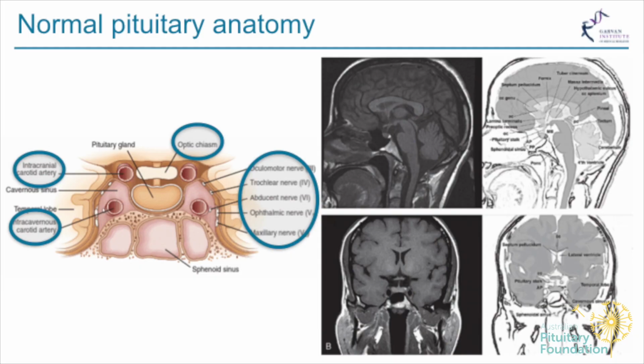So whenever we talk about disease states, I think it's always really helpful to remind ourselves of what normal should look like. So this is the normal anatomy of the pituitary gland, and I think the really important factors to appreciate here are its close proximity to really important structures in the brain. So just above it we have the optic chiasm, and then on either side of it we have really important blood vessels and nerves that can be impacted by its growth.